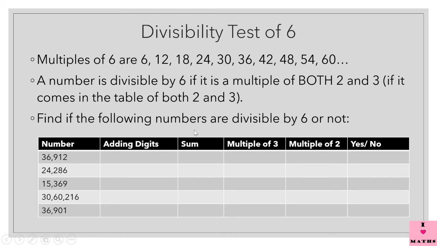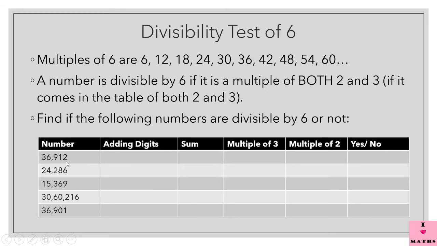So, let's find out if the following numbers are divisible by 6 or not. To find this, we have to do the test of 2 as well as the test of 3. I hope, children, you remember what is the test of 2 and what is the test of 3. The test of 2 is on the ones place, we should either have 2 or 4 or 6 or 8 or 0. So, at ones place, we should have an even digit. And the test of 3 is that we have to add all the digits. And after adding all the digits, if the sum which we get is a multiple of 3, then the given number is also a multiple of 3. Okay, let us see this.